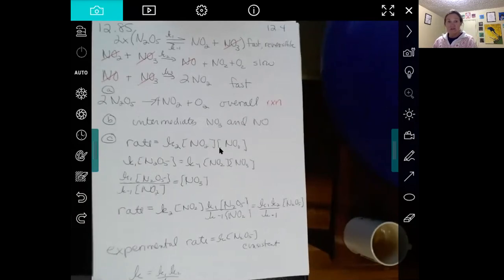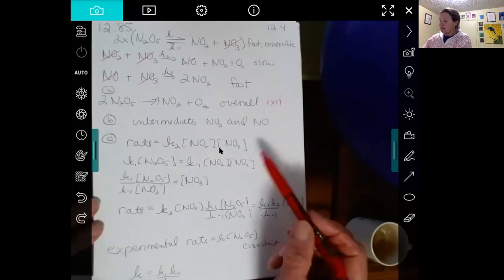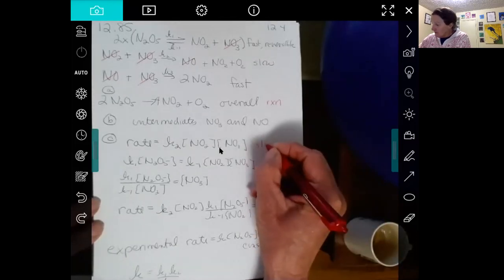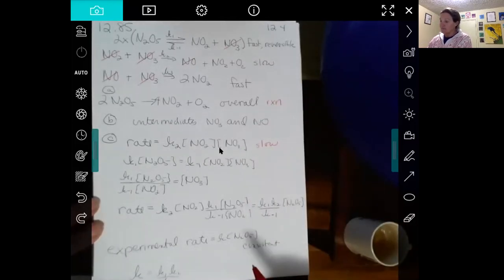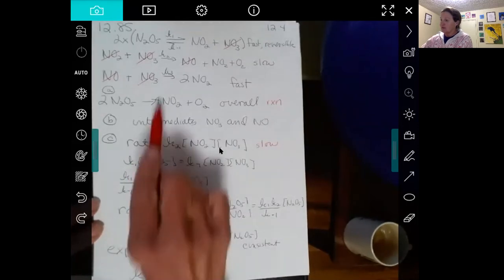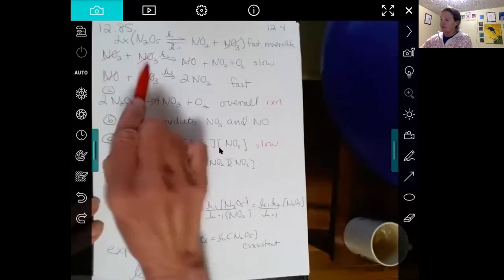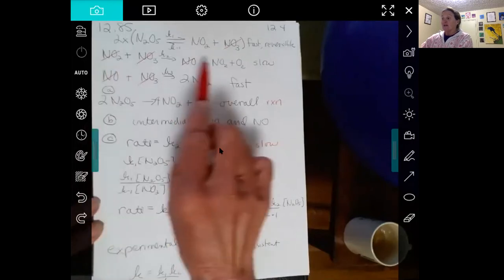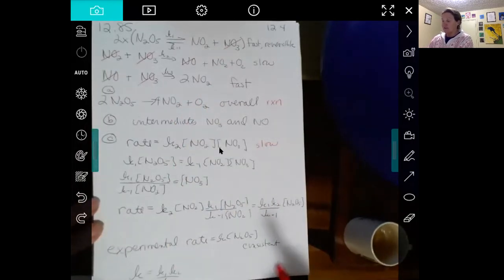Then the next thing they ask you is, is the rate law for this mechanism consistent with the experimental rate law? They said in the beginning of the problem that the experimental rate law showed it to be first order with respect to the dinitrogen pentaoxide. So this would be the experimental rate law. And when I look at this mechanism, remember you take the rate from the slow step, so that's the second step. So rate would equal k2 times NO2 times NO3.